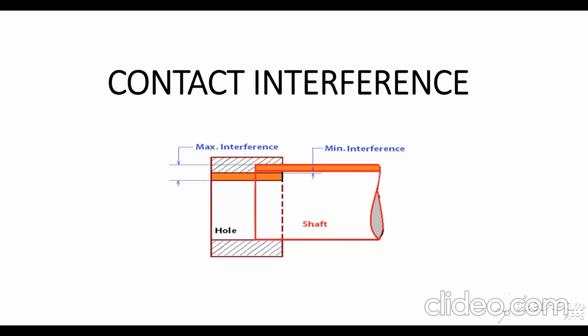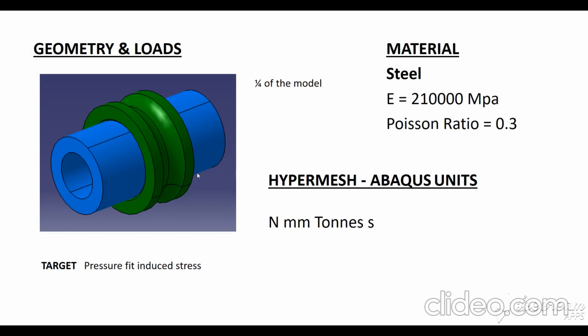Today I would like to show you how to simulate contact interference between a shaft and a bearing. I would like to show you how the overclosure between the shaft and the hole of the bearing can increase the stress on both components. In this case we are going to simulate this green bearing with this blue hollow shaft.